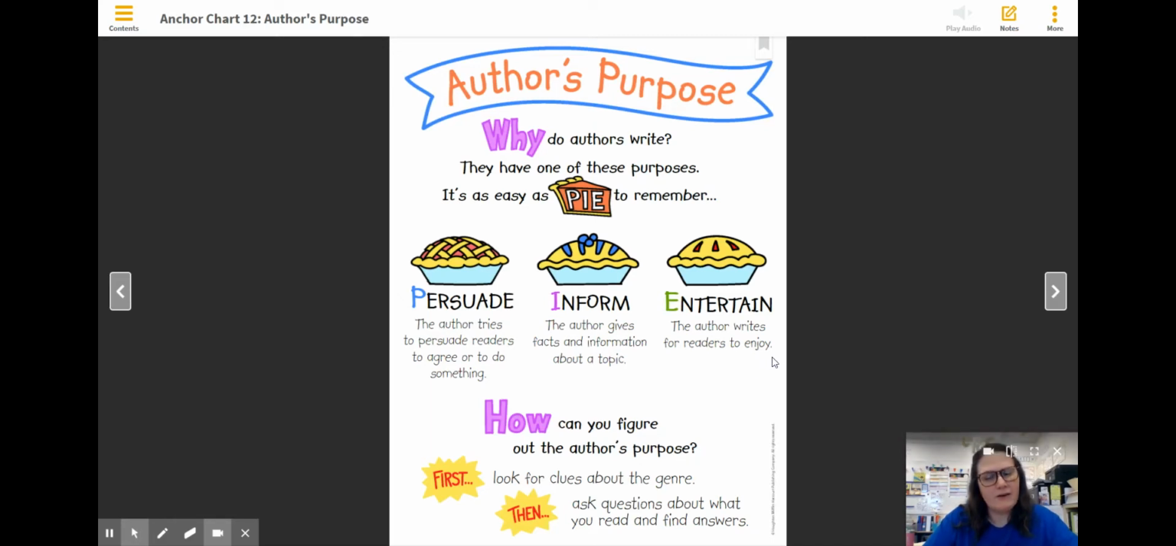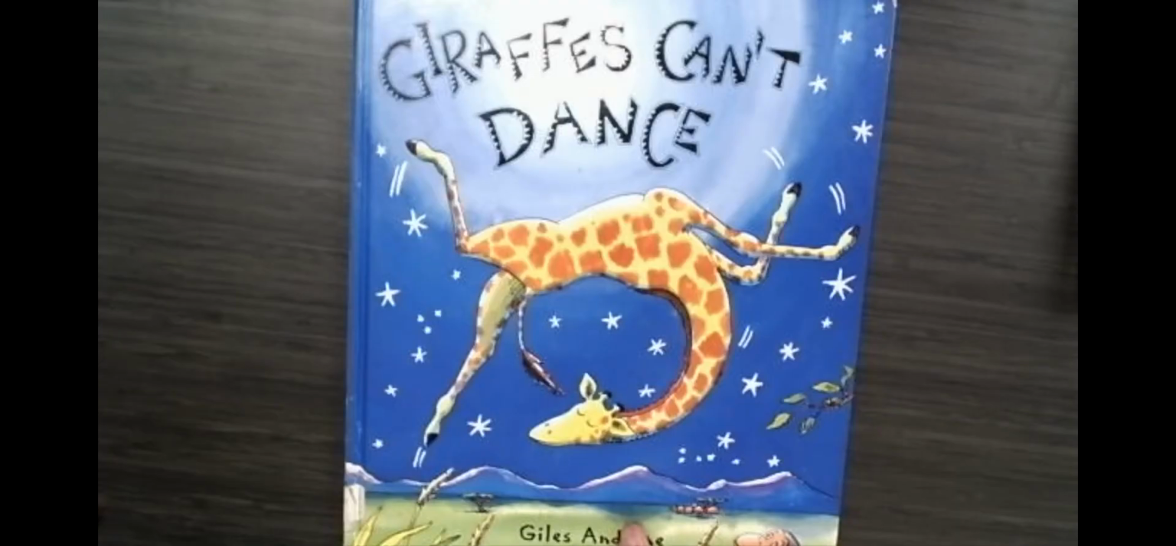Okay, so how do you figure out the author's purpose? First, you look for clues about the genre. So, is this fiction? Is this a made up story? Or is this nonfiction or informational? Then you ask questions about what you read and find answers. And remember, good readers always monitor and clarify. They ask questions about what they read.